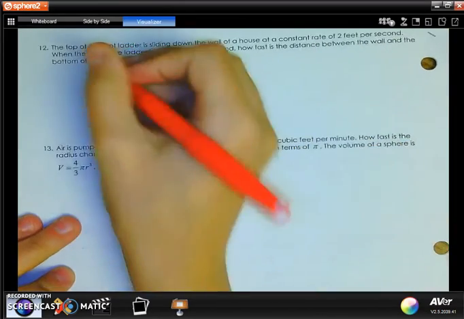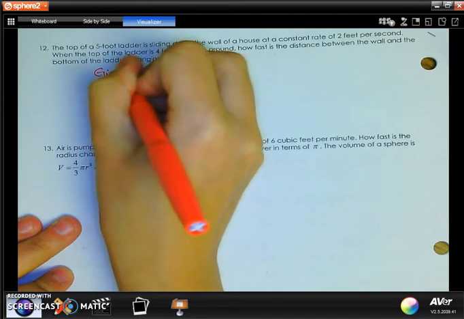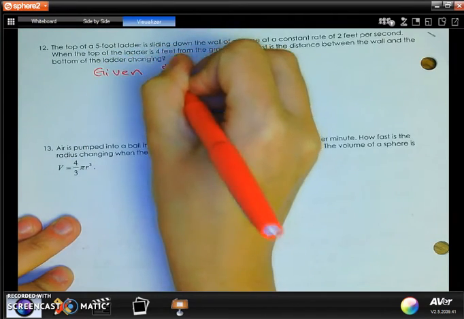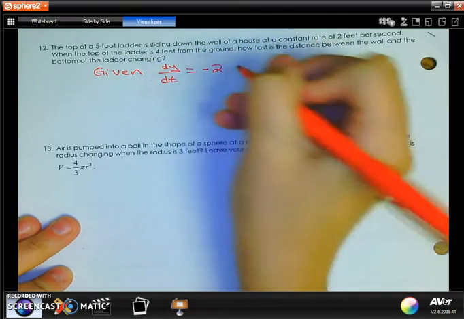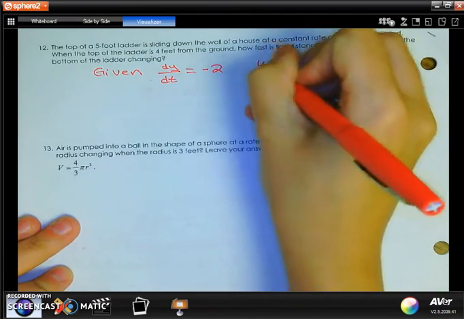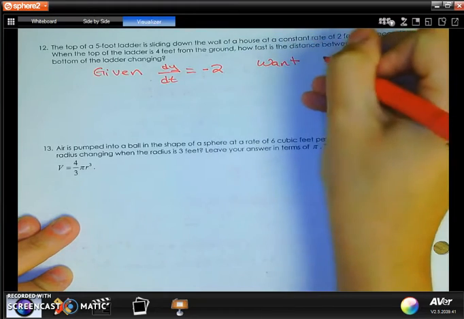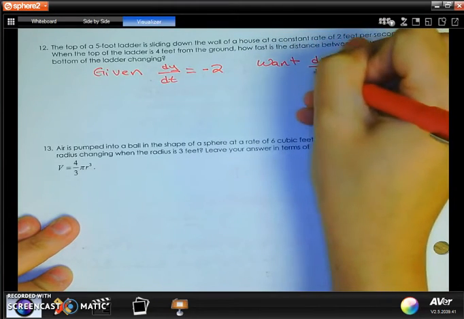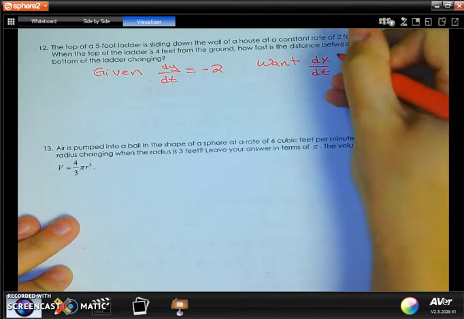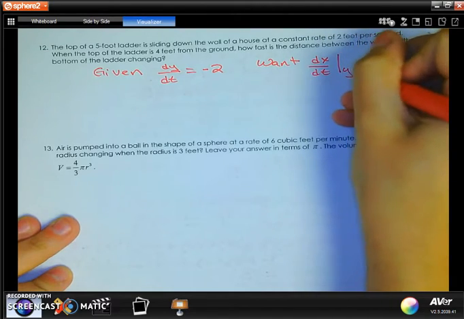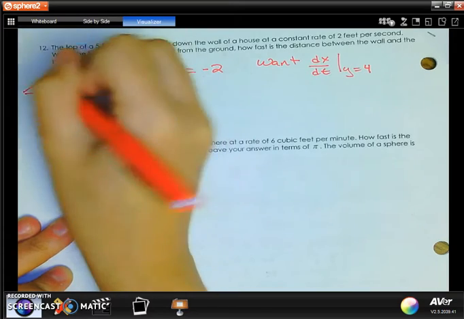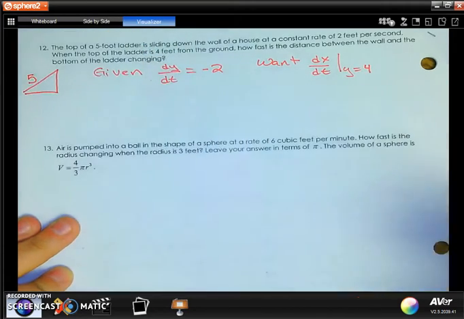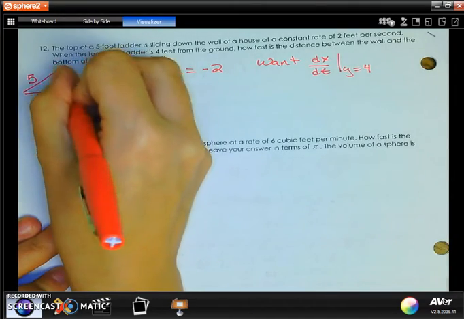So writing down your given information, I would say that you are given that the change in y over time is -2, and we want to find the change in x over time when y equals 4. Okay, so you can sketch a picture if it makes you feel better, and it says the ladder is 5 feet, so I can label that. That's the hypotenuse of this triangle. I'm going to call this x and this y.